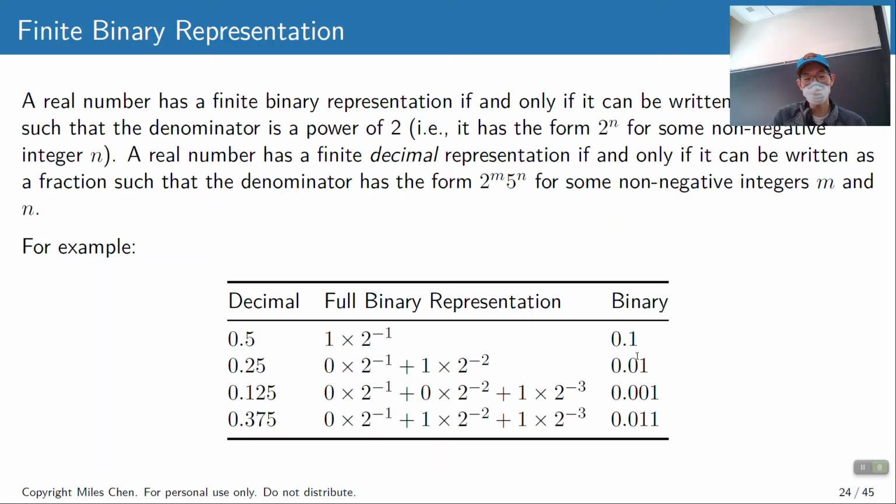So 1/2 in decimal is 0.5, but in binary it's represented as 0.1. You have 1 in the halves place. 1/4 would be 0.25 in decimal, but this would be represented as 0.01. You have 1 in the quarters place. 1/8 would be 0.001, and 3/8 would be 1/4 plus 1/8. 0.375 is 3/8, and you have a 1 in the quarter place and a 1 in the eighth place, so this would be represented as 0.011 in binary. Okay, is this okay? Binary representation of fractional values.